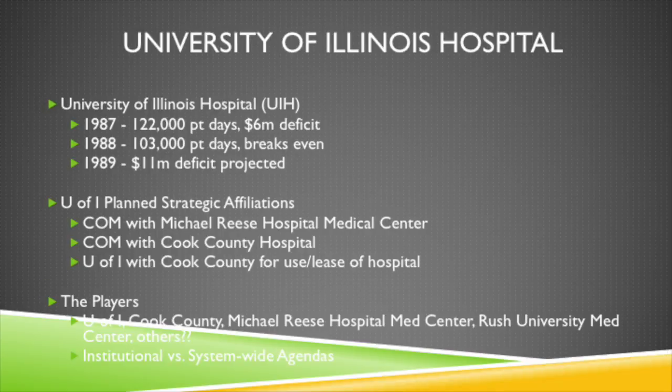Before we begin the case study, it is important to understand the history of events that led to the new changes. As you can see, in 1987 through 1989, there was an increasing deficit from 6 million to 11 million deficit projected. The players that were involved were the University of Illinois, Cook County, Michael Reese, the Hospital Medical Center, Rush University, and other medical centers around.